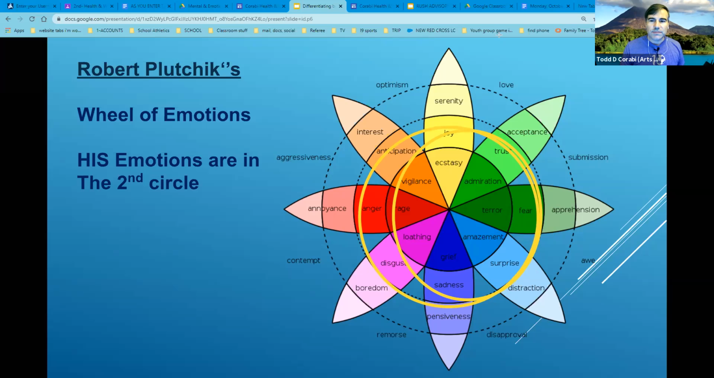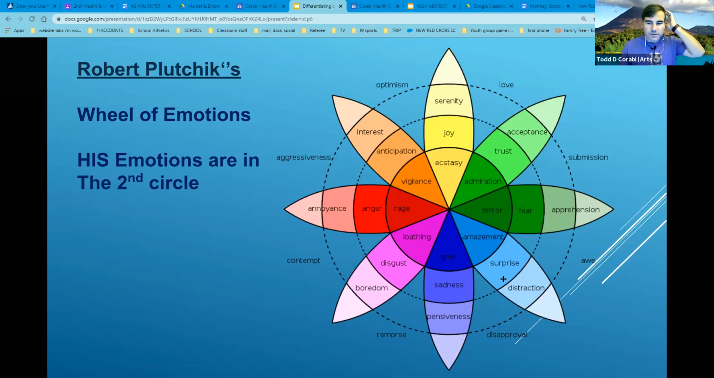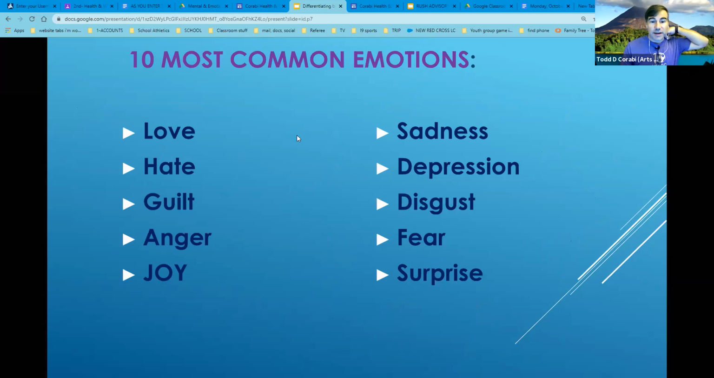So joy, trust, fear, surprise, disgust, anger, anticipation. Those are his ones, and they can cause vigilance, ecstasy, and admiration, terror, and so on. They can also cause interest, serenity. And you have to read the article to be able to understand why there's some inside and some are outside, and how some go further outside. And that doesn't really matter for the purposes of our class. The purpose for our class is to recognize that they're there.